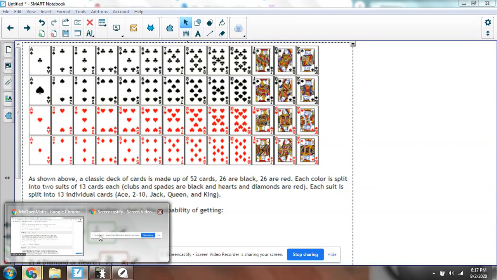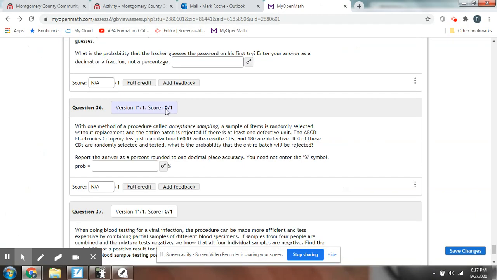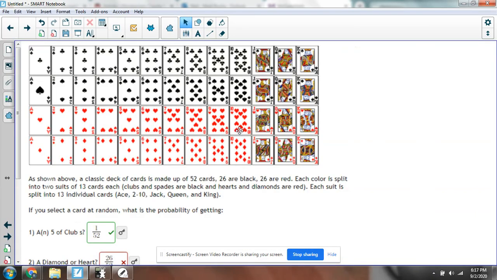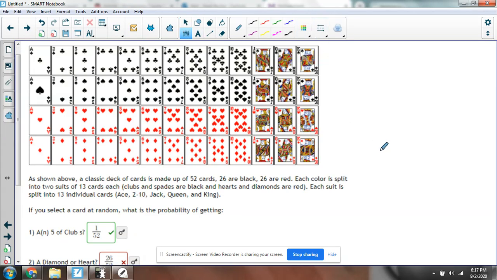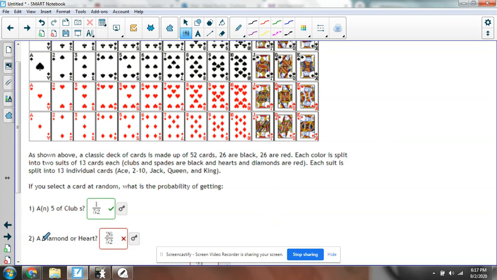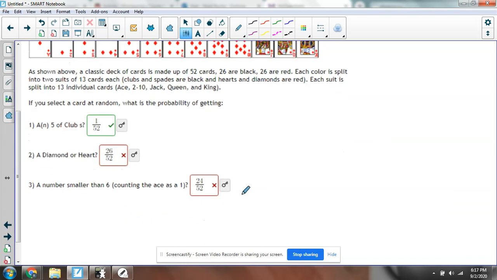This is, I think, question 30. One of the ones you sent me. So it says, as shown below, a classic deck of cards is made with 52 cards, 26 are black, 26 are red. Each color, you get how it works. It says, if you randomly select a card, what's the probability that it will be a diamond or a heart?